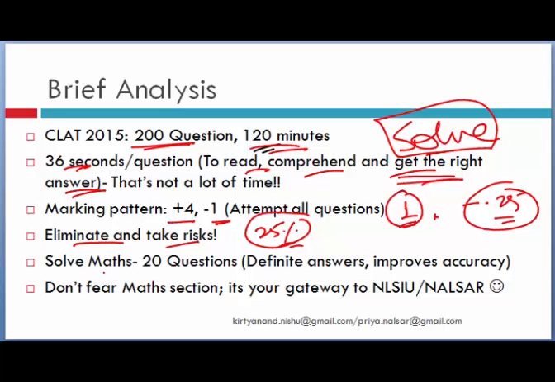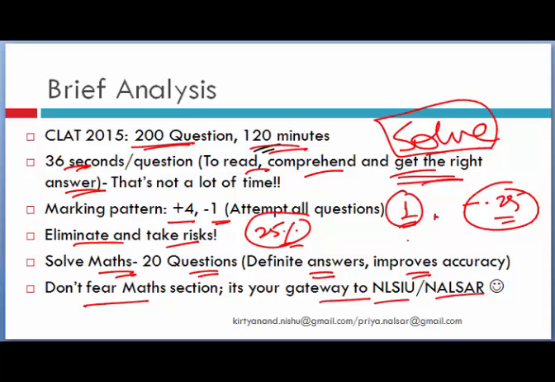Now coming to the math section, out of these 200 questions, 20 questions in 2015 were from elementary mathematics. The good part about mathematics questions is that there is a definitive answer, and it adds to the accuracy of your overall score. So do not fear the math section. It is a gateway to NLSIU, NALSAR and some of the other top NLUs in India.